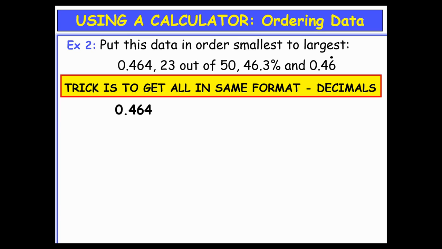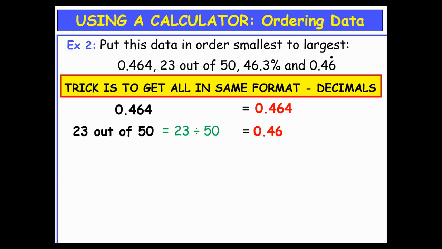So 0.464, there is nothing I need to do. It is 0.464. Do not round it because we know there's going to be issues with the other ones. So get these in 3 decimal places. The next one is 23 out of 50. So we will put in 23 divided by 50 and just press equals. And what we'll get is 0.46. Now you can see that's 3, so I could put a 0 there. I'll worry about that later. So when it's a score or a fraction, just do that.